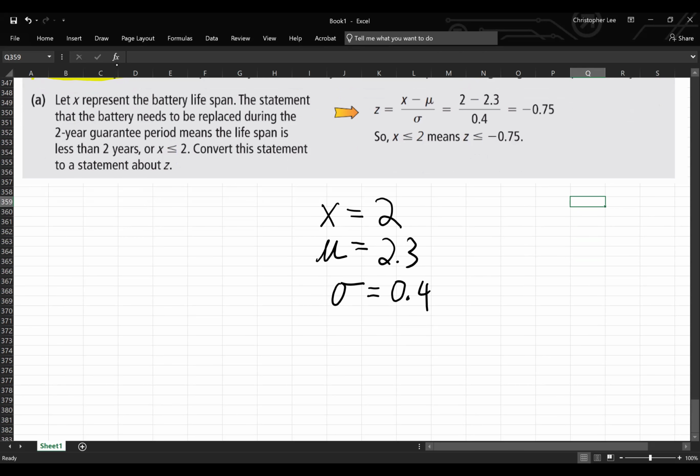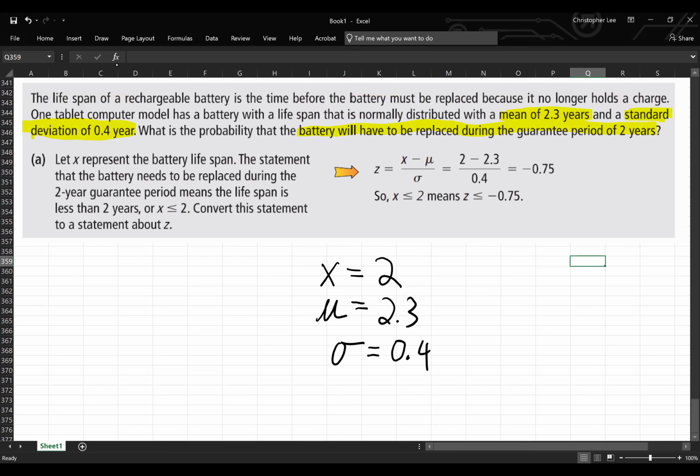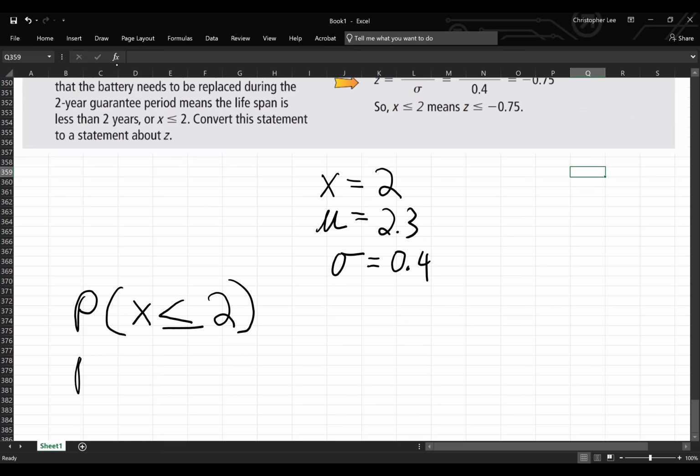Wait, so let me write that down, hold on a minute. Z equals X take away mu over sigma, so the probability over 0.4 equals negative 0.75. That's what I'm doing. So look, I want the probability of X less than or equal to 2. So what are you gonna do? Plug in the formula. This is gonna be the probability of Z. Nope, X minus mu over sigma.